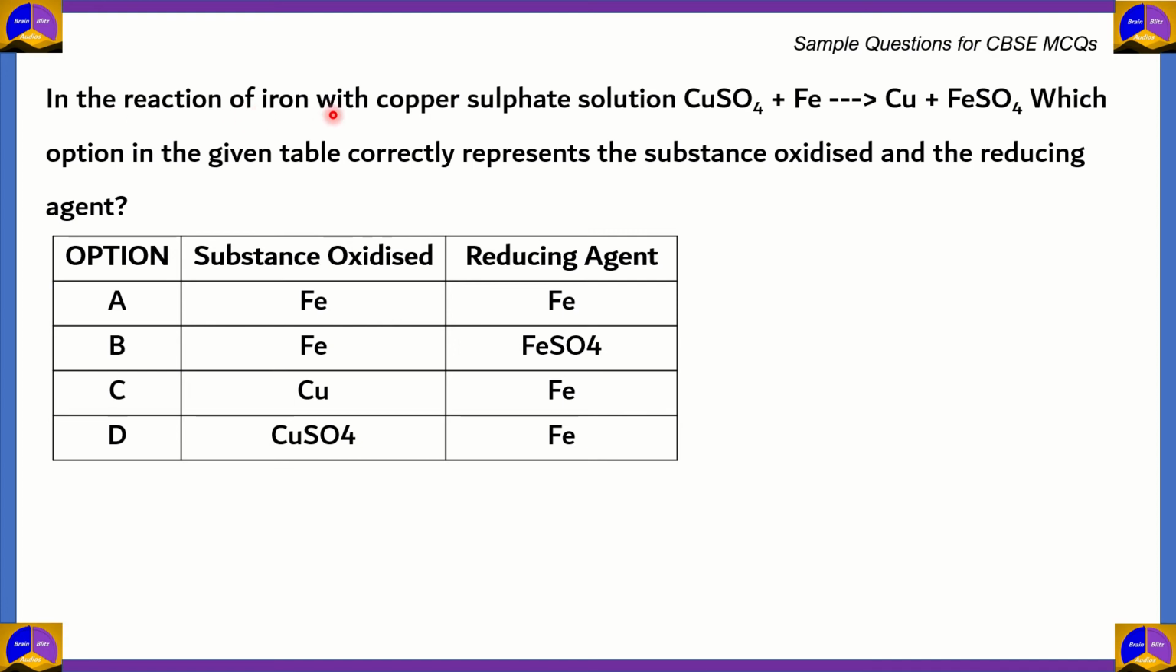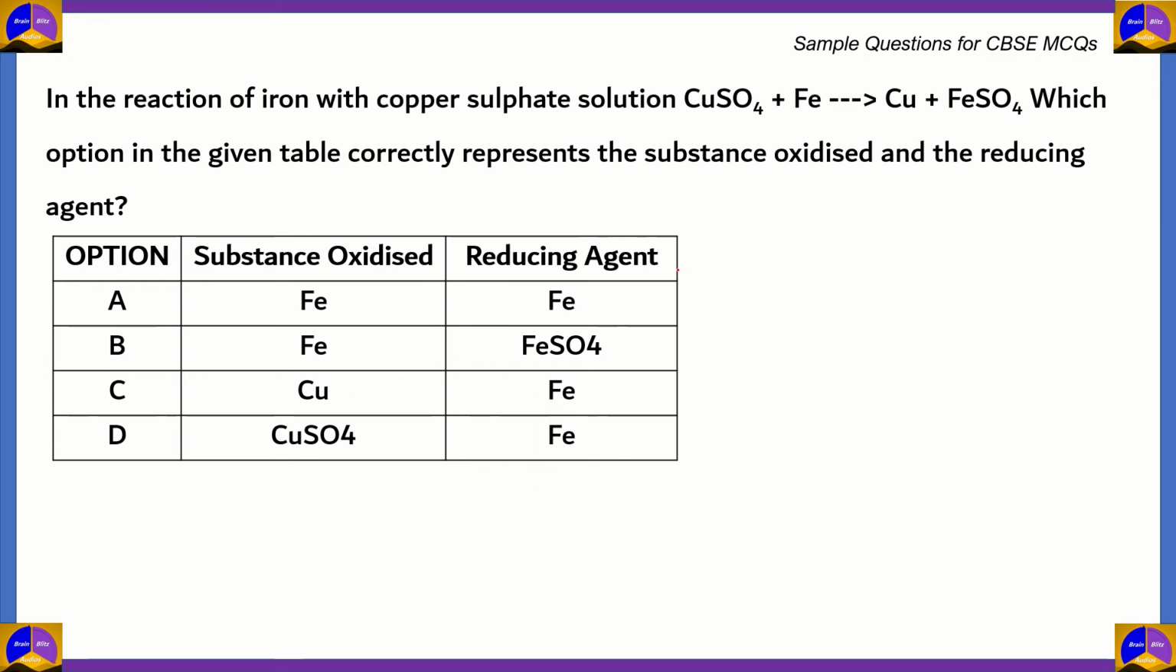In the reaction of iron with copper sulfate solution, which is CuSO4 + Fe gives Cu + FeSO4, which option in the given table correctly represents the substance that is oxidized and the reducing agent? Is it Fe and Fe, Fe and FeSO4, Cu and Fe, CuSO4 and Fe?